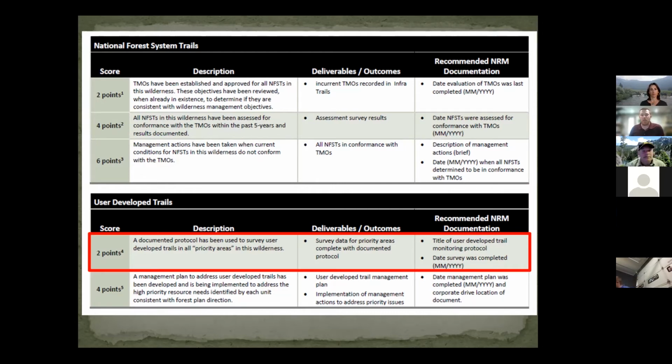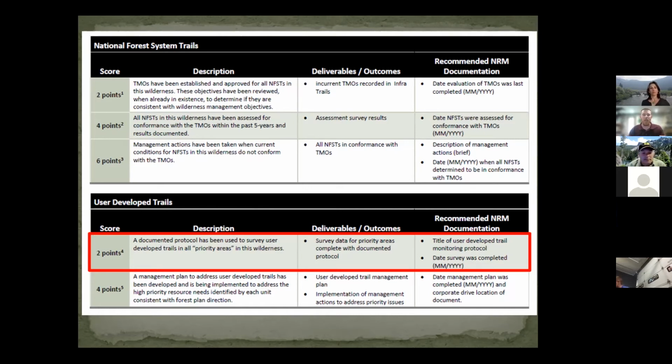So this one, looking at user developed trails is always sort of a tricky thing in the agency. Some people like to just kind of put their head in the sand and ignore some of these user developed trails. But WSP really rewards those forests that take a hard look at their user trails out in the wilderness areas. I think it was prior to 2019, there was not a specific protocol for how you survey your user developed trails. The Forest Service worked with Oregon State University. I believe it was published in 2019. I could be wrong on that.